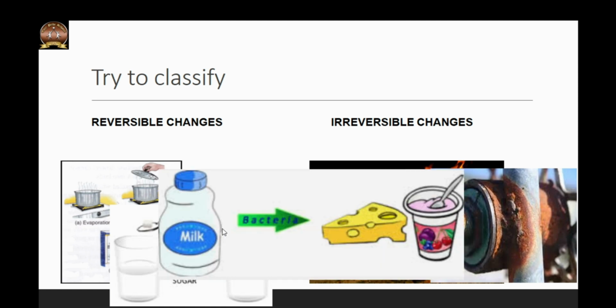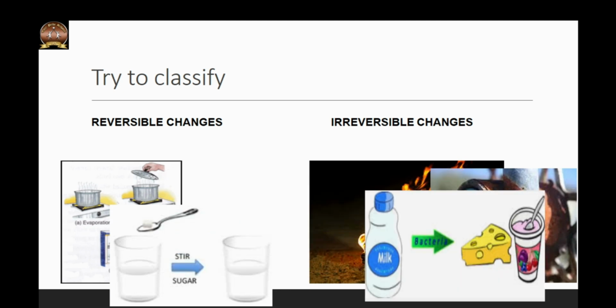This picture represents how milk products such as cheese and yogurt are made from milk. The process happens because of the fermentation of milk, because of bacteria present in it, and this process is a chemical reaction which is irreversible in nature, because you can never get milk back from cheese or yogurt.